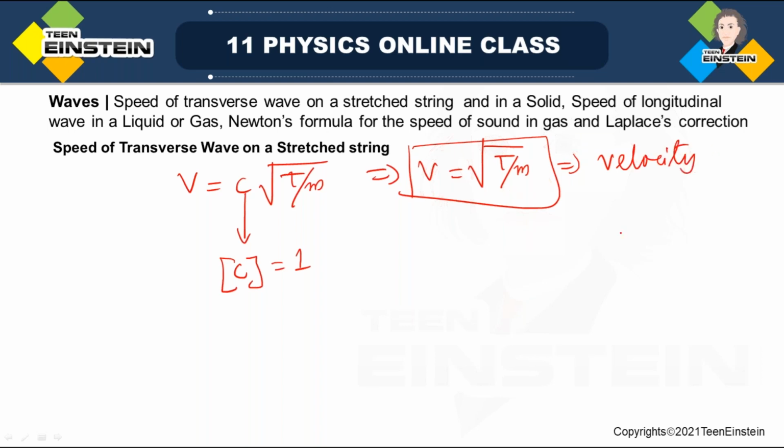Velocity of what kind of wave? In a string, what kind of wave do you expect? We have already discussed. So you expect a transverse wave. The wave is propagating in this way, but the particles in the string are oscillating in this way, in the perpendicular direction. So it is a transverse wave.